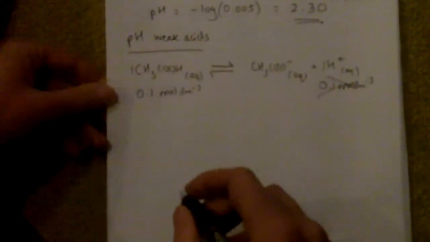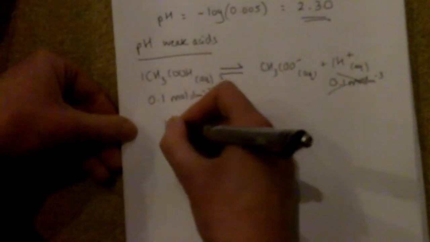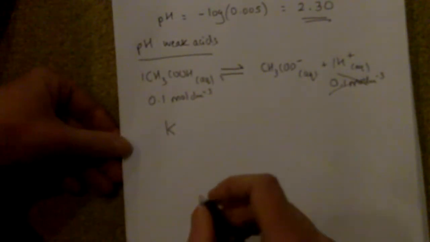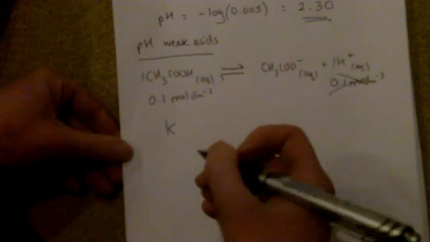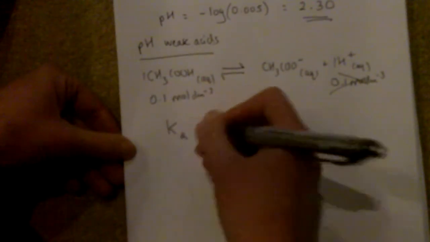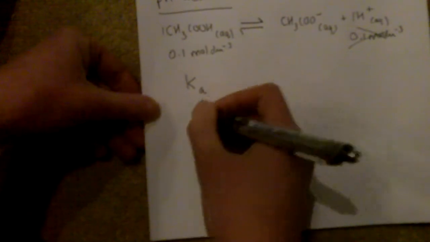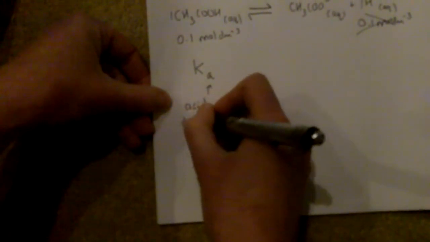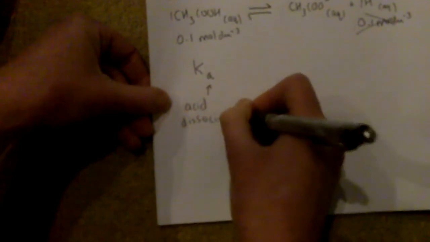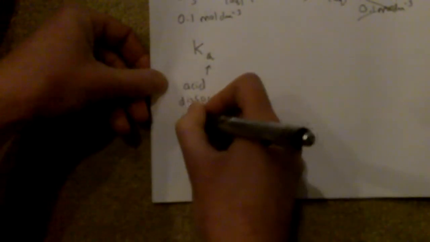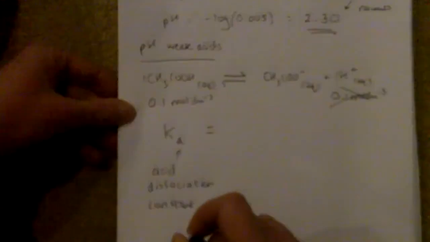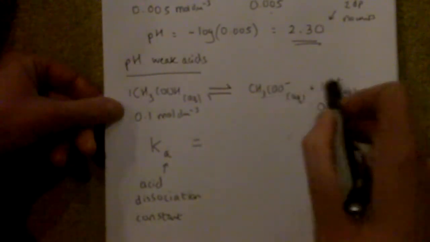And this is where we need to use an equilibrium constant. Now you've already studied Kc, the equilibrium constant, but this is Ka, and this is called the acid dissociation constant. My writing's not very good. And it's just like Kc, okay? Ka is the products divided by the reactants.